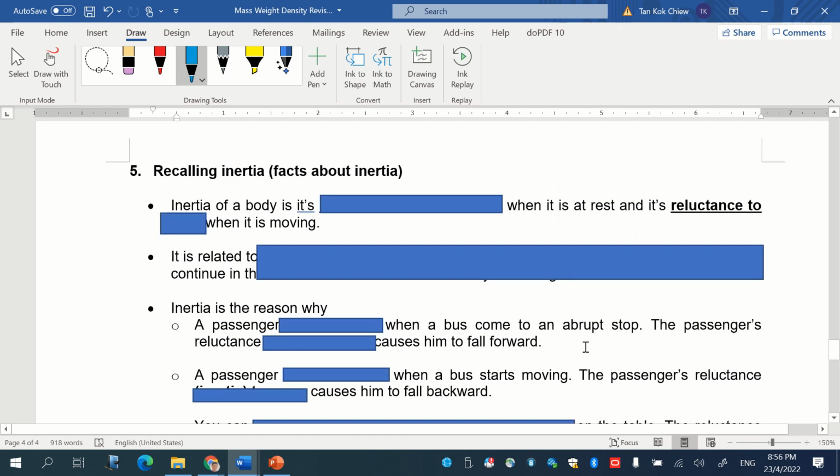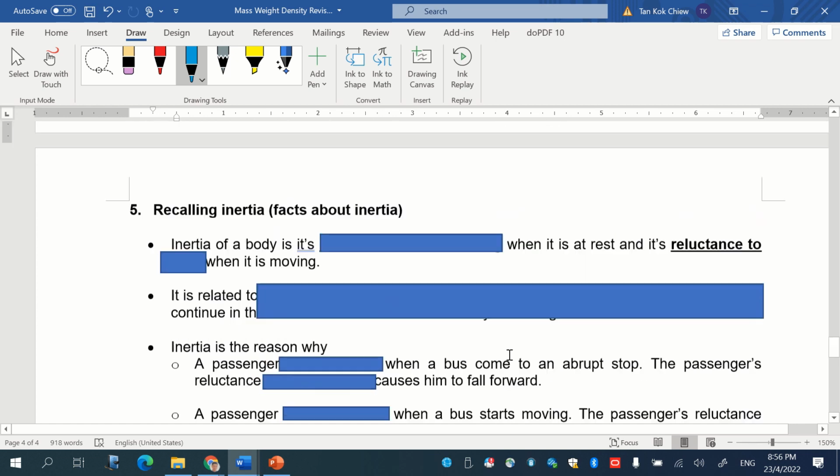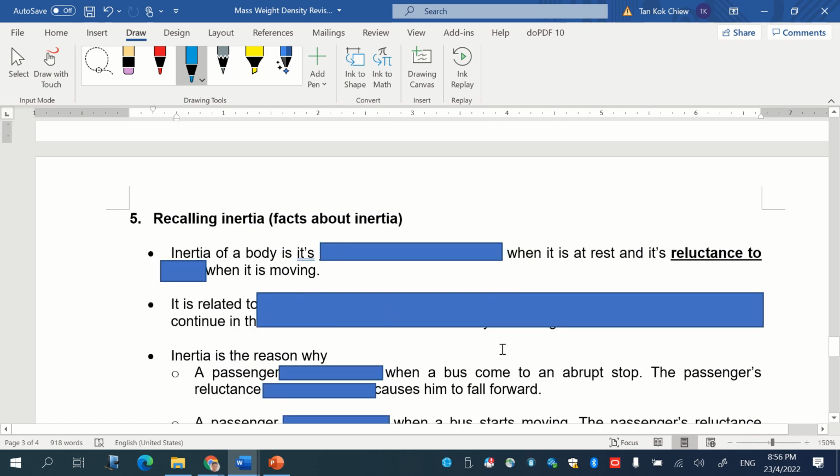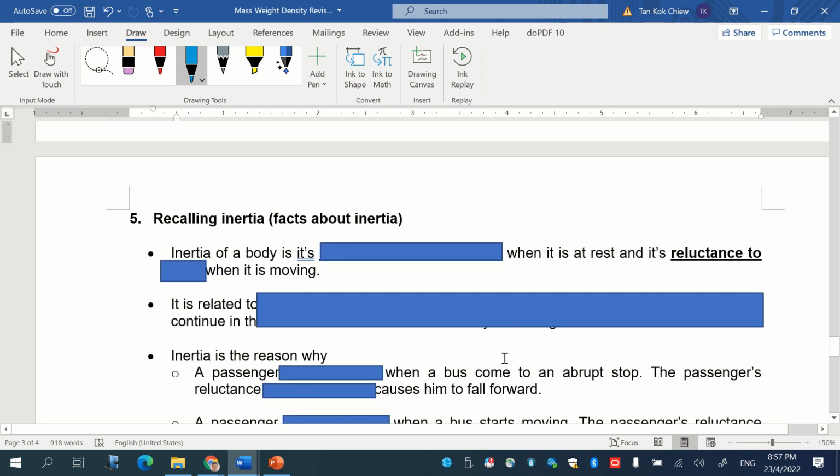Finally, inertia. This is something that you have learned before also, but it's quite common sense, and there's not much. You notice that I have no questions about this to ask, but the word examples themselves are questions. All the things that I mentioned here are actually questions in the O level already. So I quickly bring you through what inertia is about. Inertia of a body is its reluctance to start moving when it is at rest, and its reluctance to stop when it is moving. So reluctance to change is called inertia.